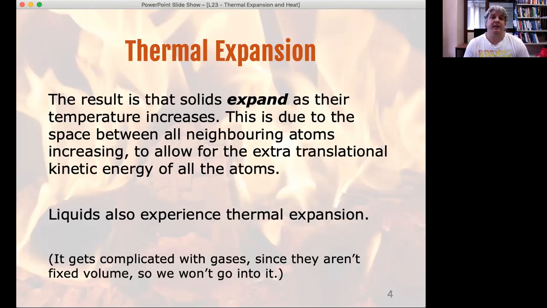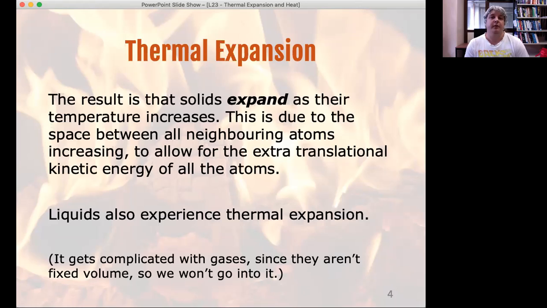It's just the result of all of the atoms in the solid wanting to bounce around a little bit more. Not wanting to, they do bounce around a little bit more. That's what being hotter means. Hotter means more linear kinetic energy, or translational kinetic energy. And so if they've all got a bit more of this translational kinetic energy and they're all moving around a bit more, then overall the solid has to get a little bit bigger to allow that, in order to facilitate that extra jiggliness. So that's what happens, and solids get bigger as they get hotter.